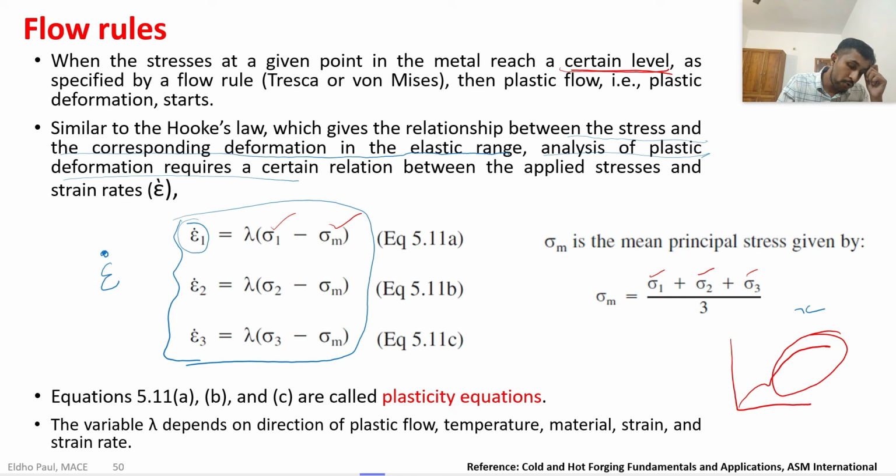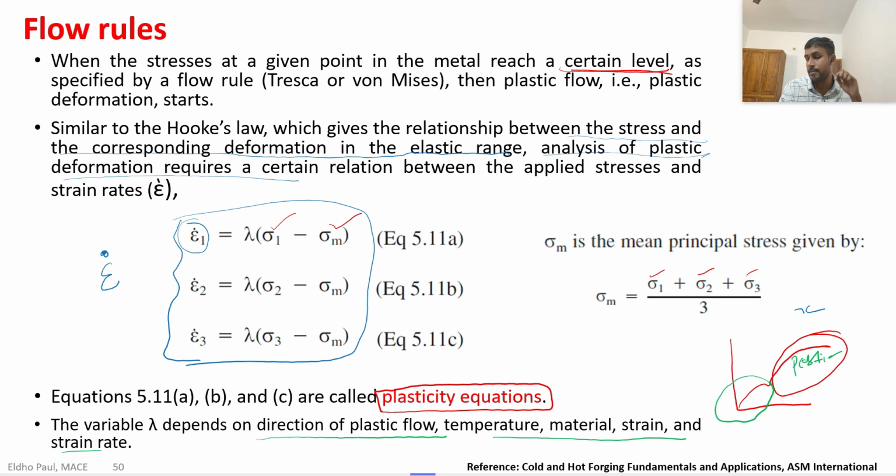Epsilon dot 2 is equal to lambda into sigma 2 minus sigma m. Epsilon dot 3 is equal to lambda into sigma 3 minus sigma m. These are the equations of plasticity, called the flow rule. This is the region of plastic deformation. In the elastic region, Hooke's law is applicable, but in the plastic region we use these plasticity equations. Here lambda is dependent upon the direction of plastic flow, temperature, material, strain rate, etc. Different factors affect this lambda, which is a constant value.